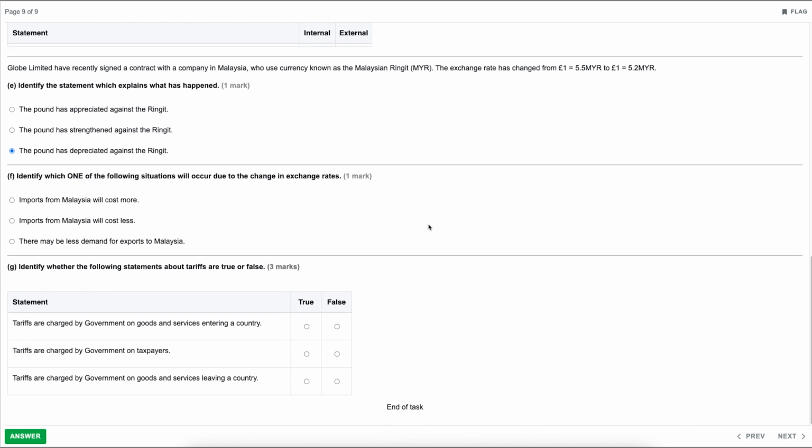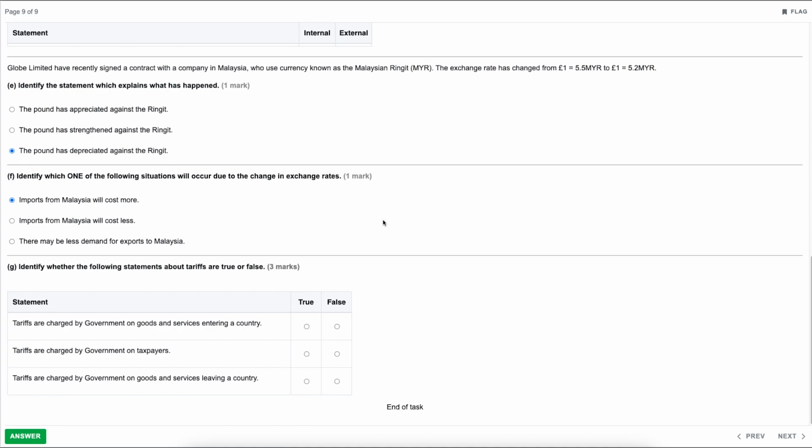Okay, part F. Identify which one of the following situations will occur due to the change in exchange rates. So we've got imports from Malaysia will cost more, and straight away, that is absolutely true. If we get less for our money, less for our pound, then the imports from Malaysia will cost more for every £1 that we spend than what it used to, because our money is not worth as much. The second option, imports from Malaysia will cost less, would absolutely be false. So we've just determined why it will cost more, not less.